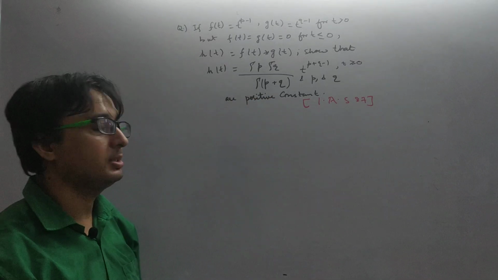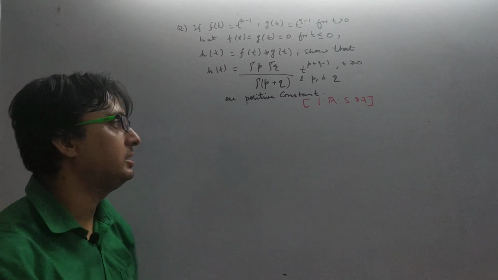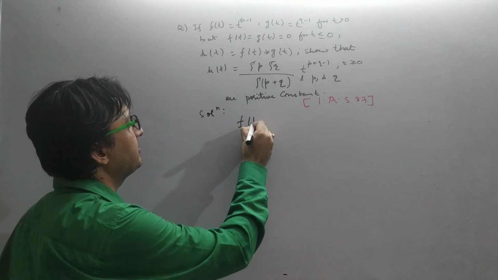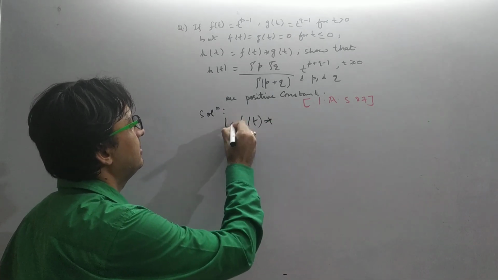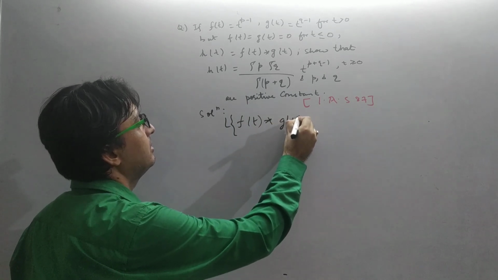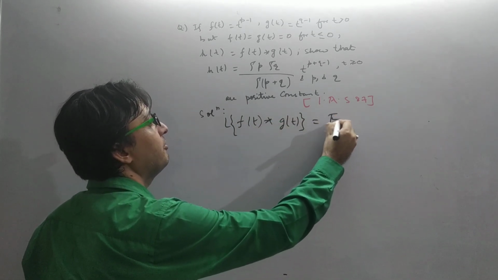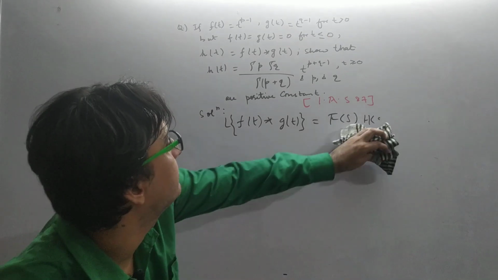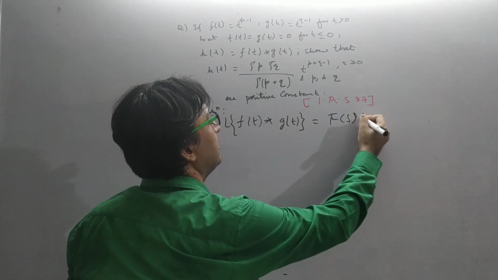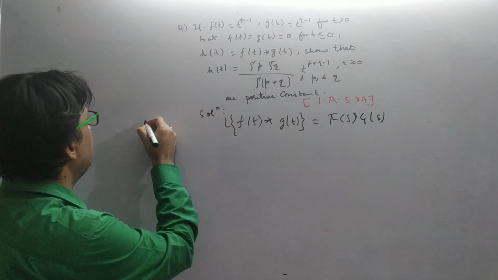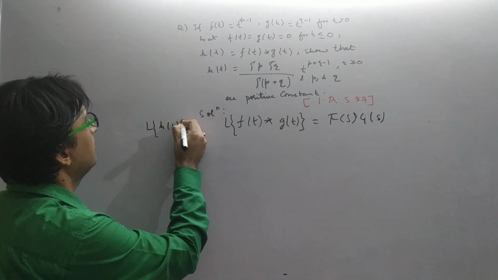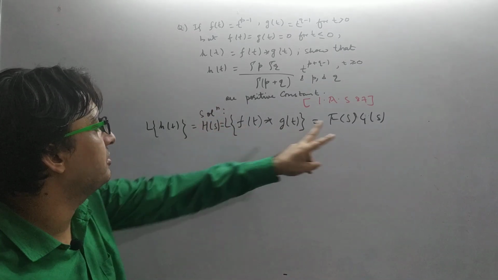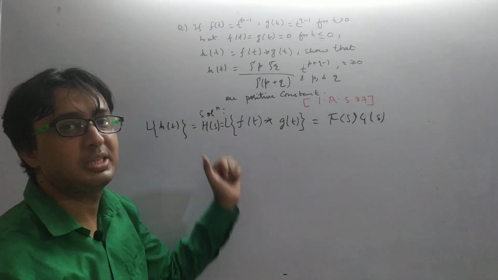Now how do we go about it? Right, we have just studied a property: the Laplace transform of f(t) star g(t) is equal to F(s) G(s), and the Laplace transform of h(t) is H(s). So we have to find H(s). I will find H(s), and then I will take the inverse Laplace transform.